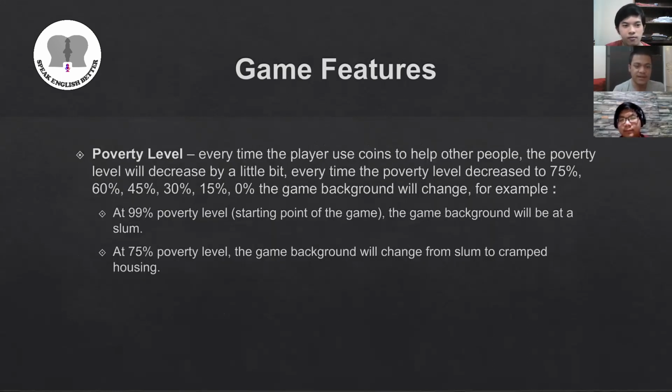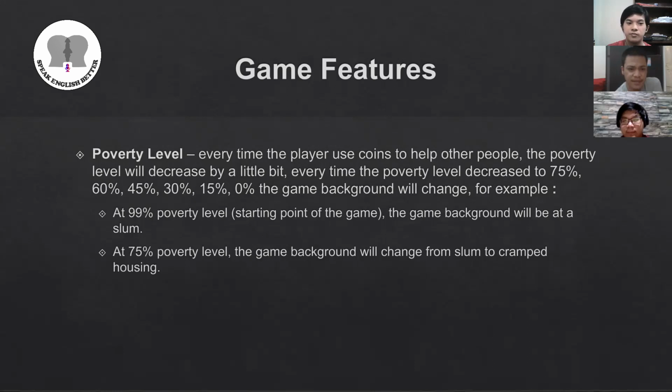Okay, poverty level. Every time the player uses coins to help other people, the poverty level will decrease by a little bit. Every time the poverty level decreases to 70%, 60%, 45%, 30%, 15%, and the maximum is 10% decrease, the game background will change. So the background will change every time there is a 15% reduction in the poverty rate.